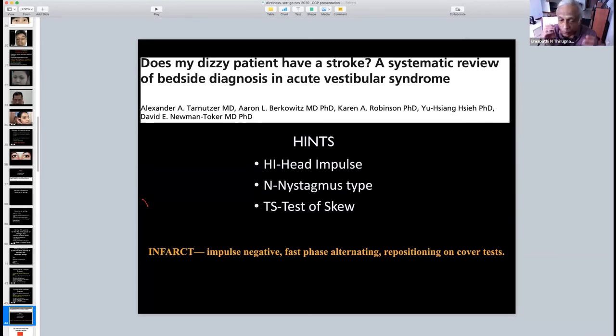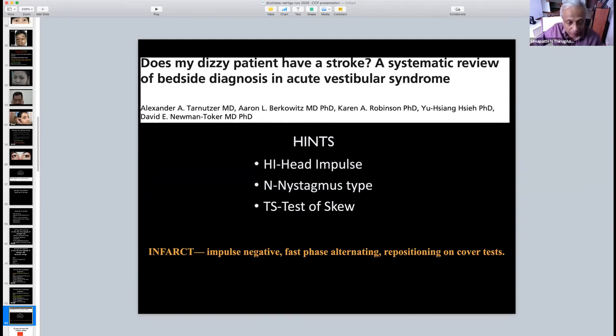So especially in our context where we are working in under-resourced parts of the world, this is particularly beautiful because we don't have to pay money to Siemens and Philips and all these people, capitalists who are making a lot of money from our patients, and can rely on clinical skills, okay? So head impulse negative, nystagmus of central nature, skew deviation positive, this patient has a stroke, okay? You admit the patient and treat the patient.